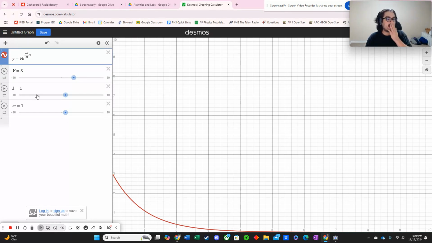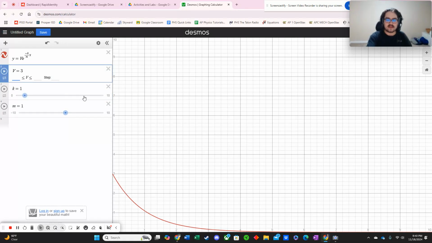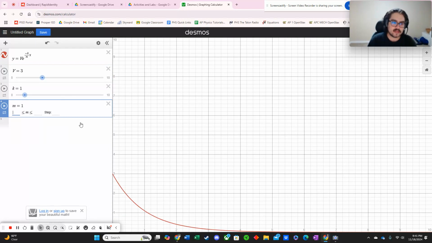Do you see that k? What k represents is something called the drag coefficient. It's kind of like the coefficient of friction, basically an indicator as to how much air resistance, or drag force, exists between things. This is the drag coefficient.